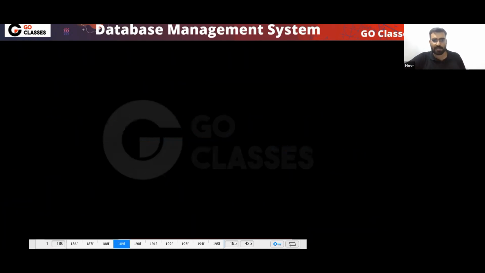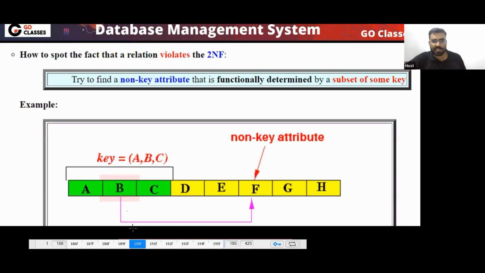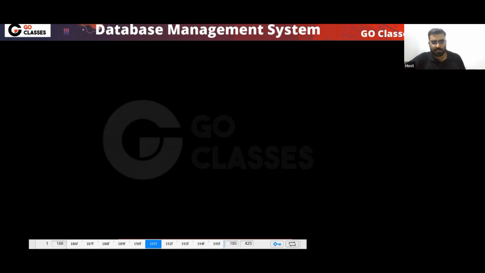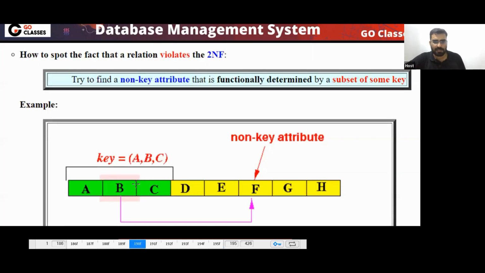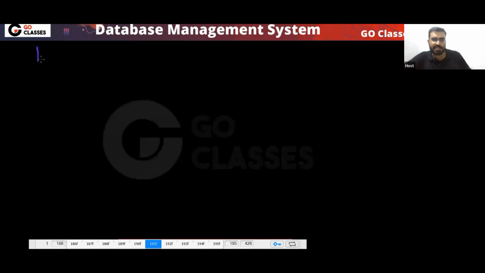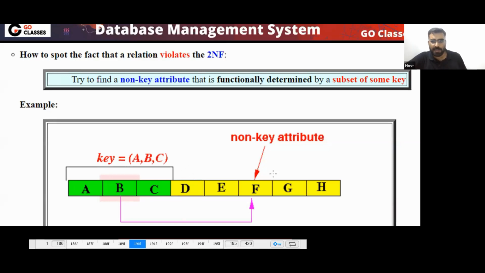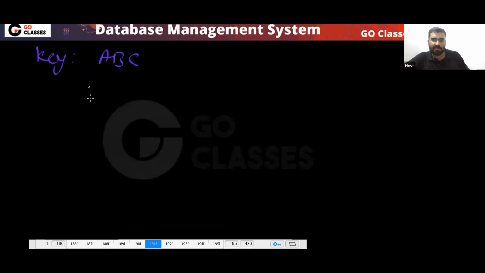Now let's take an example. Consider this example. Is this in 2NF or not? The key is already given to you. The question is saying that the key is ABC, and you can notice B determines F is there.